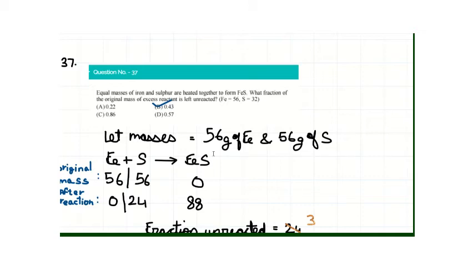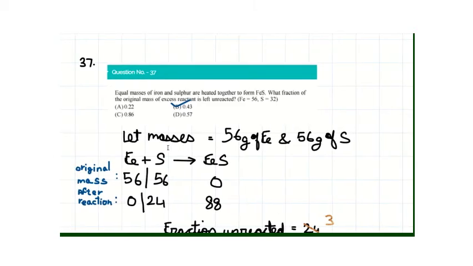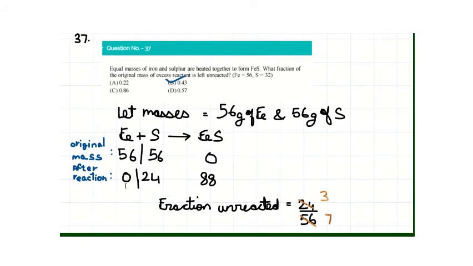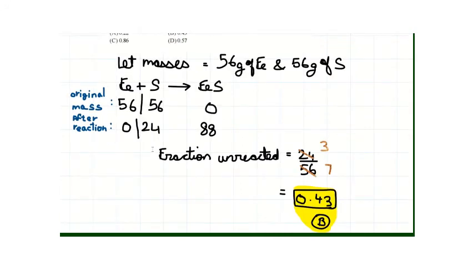but for convenience, let us take it as grams. Now when we consider the equation Fe plus S gives FeS, we have 56 and 56 giving 0 grams initially, but after the reaction, all of Fe has been converted to FeS, but only 32 grams of sulfur has been converted, leaving behind 24 grams of sulfur unreacted. Now we have the mass of unreacted reactant, we have the original mass, so we can find the fraction left unreacted by dividing 24 by 56, which turns out to be 0.43, which is B option.